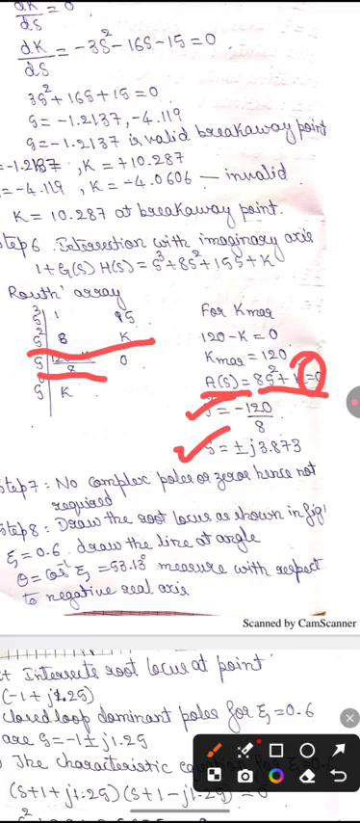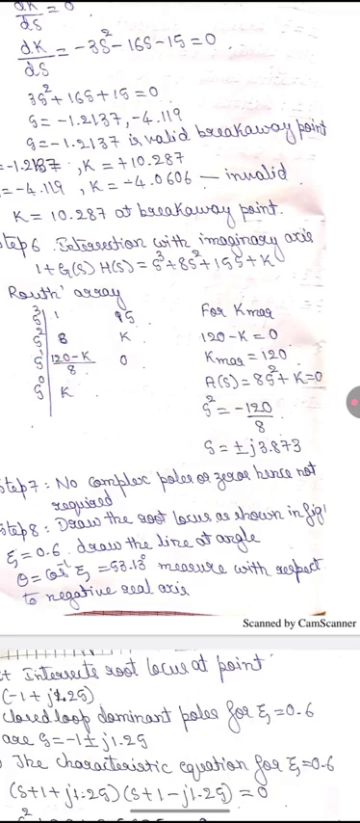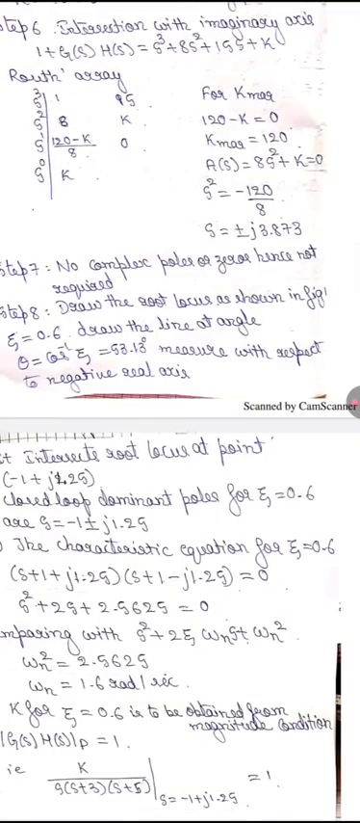So what you get is minus 120 divided by 8, and then you take the square root of that value, so that you will get 3.873. Don't take the square root of a minus value. If you get s square equal to a minus value, then that indicates it is imaginary, plus or minus j, you need to consider. So no complex poles are there, so no need of step 7.